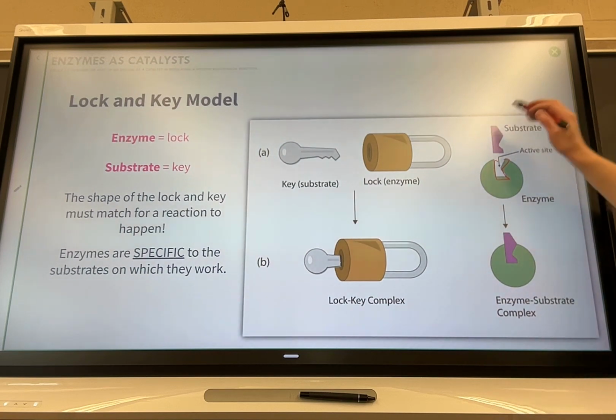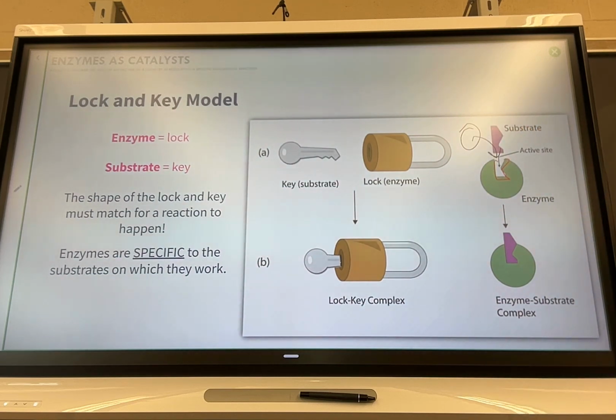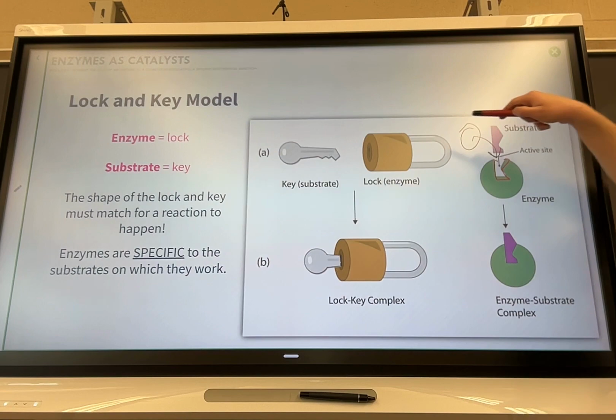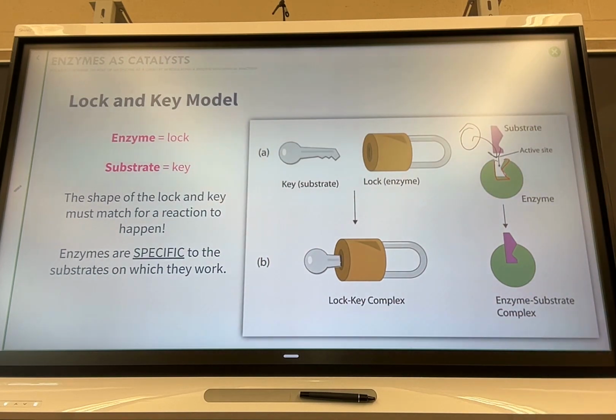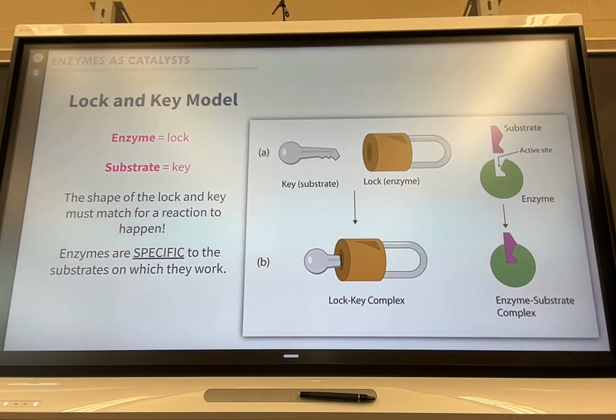For example, if I draw a different substrate that is a circle shape, it can't fit into that active site. So the key does not fit into the lock in this case. The reason is that we can't have the enzyme stuck doing 20 different tasks at the same time. It's not efficient. You end up with an enzyme that, without maybe one of these different molecules, can't function.